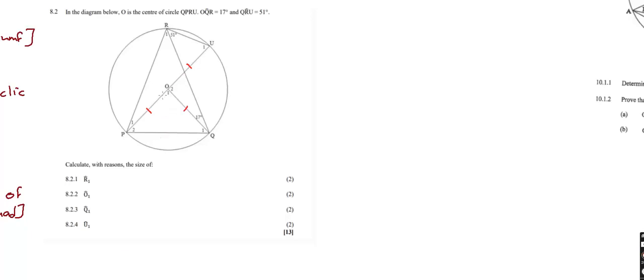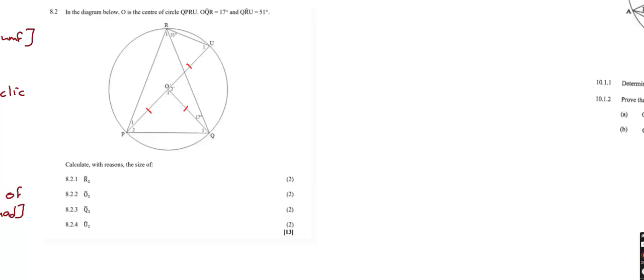But since we do have angles that are subtended at the center, like O1, O1 will be equal to 2 times R, and even O2 will be equal to 2 times P2, because O2 is subtended by the arc UQ, and UQ also subtends P2 at the circumference. So O2 is twice P2, O1 is twice R1. Just keep that in mind. They want us to calculate with reasons the sizes of the following angles. So like we already said, this is R1.